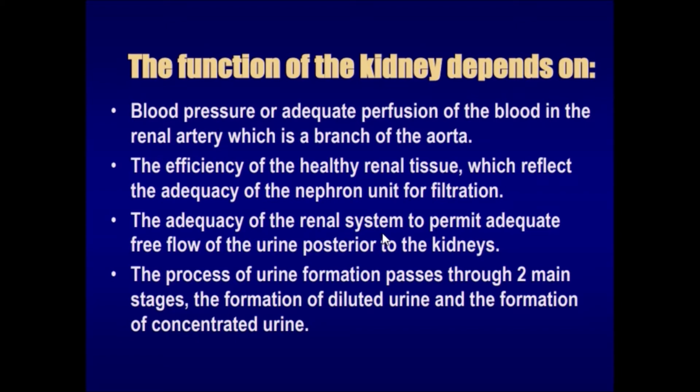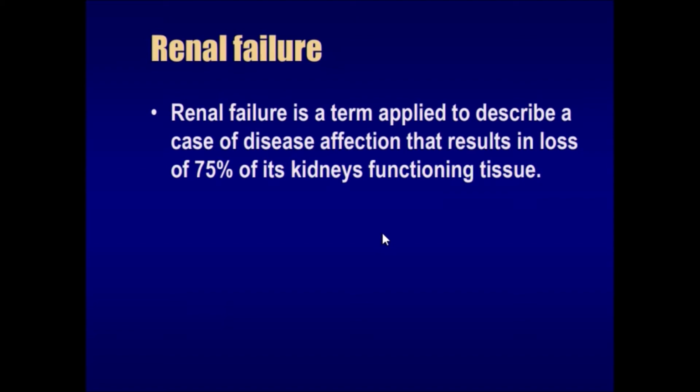Now let us try to understand what is the function of the kidney. The function of the kidney depends on the following things. Number one, the blood pressure or the adequate perfusion of the blood in the renal artery, which is a branch of aorta. Number two, the efficiency of the healthy renal tissue, which reflects the adequacy of the nephron unit for filtration. Number three, the adequacy of the renal system to permit adequate free flow of urine posterior to the kidney. And the process of urine formation passes through two main stages: the formation of diluted urine and the formation of concentrated urine. Now, what is renal failure?